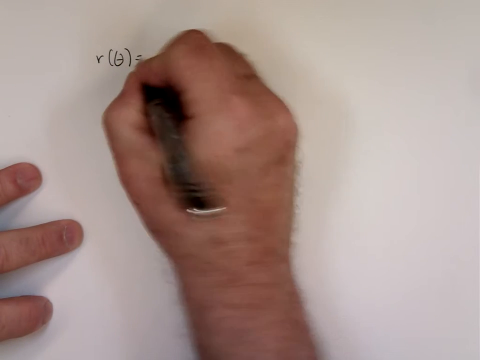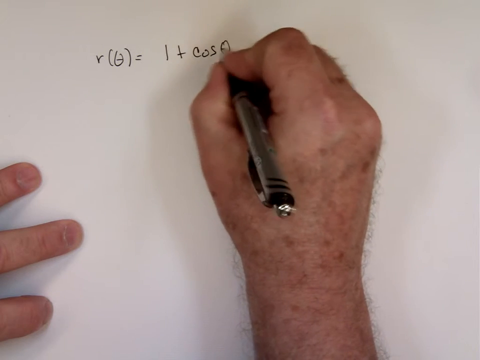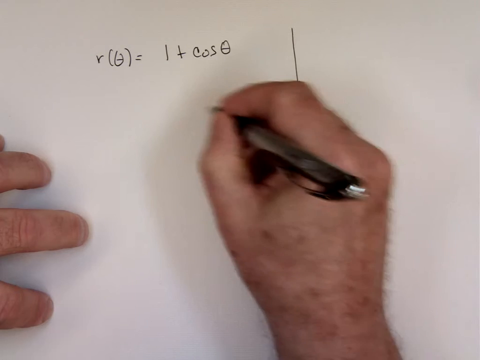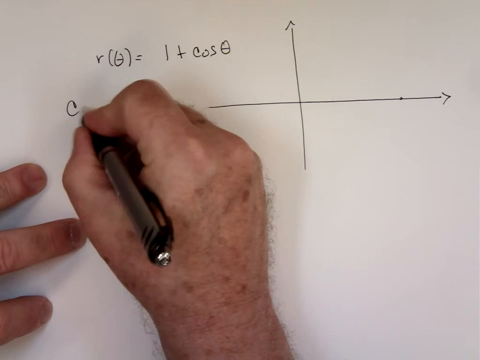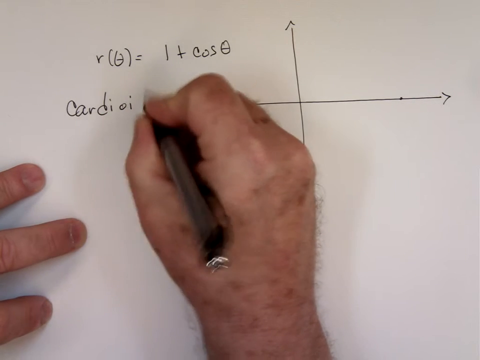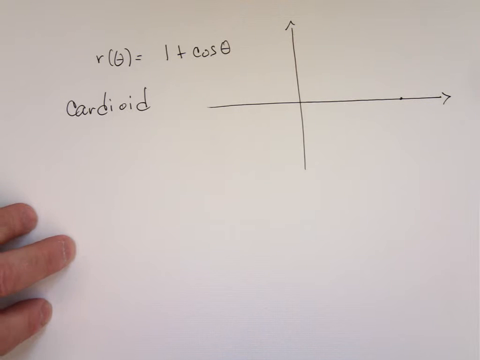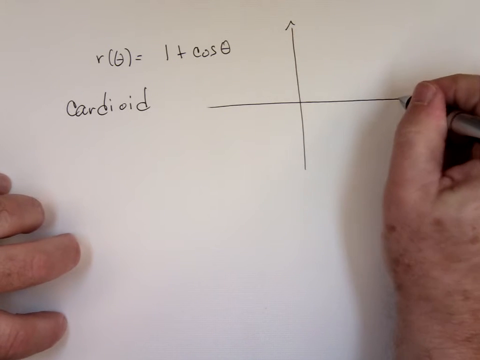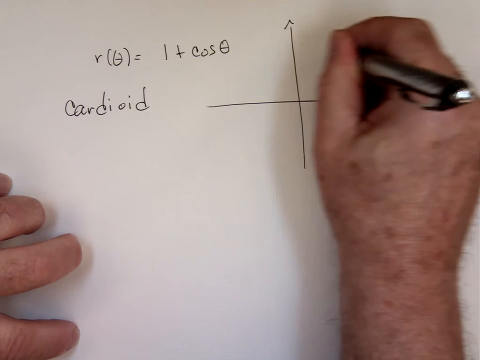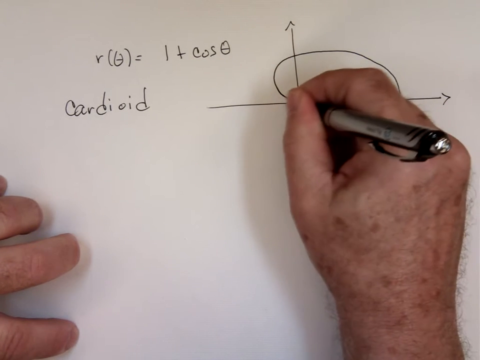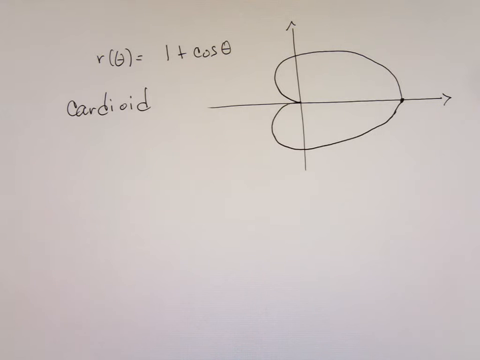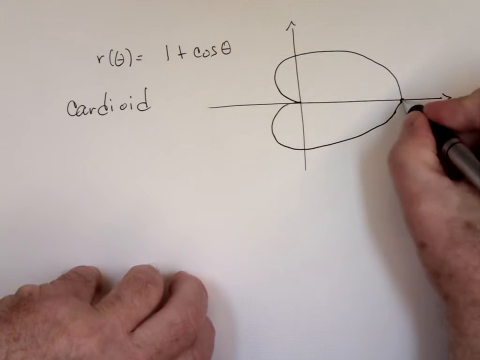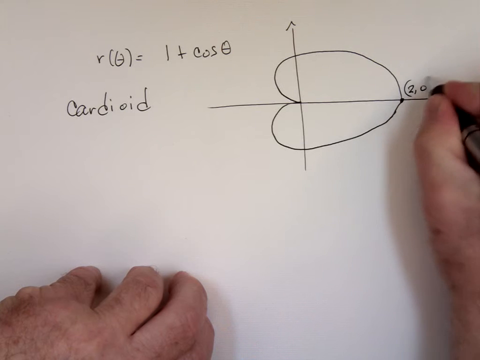Let's do a cardioid. Let r of theta equal 1 plus cosine theta, and let's find the area of this polar graph. Cardioid. It's kind of a cool word, cardioid. All right, so here we have our cardioid. This point here at theta equals 0, we got 2. We're starting at (2, 0) here.